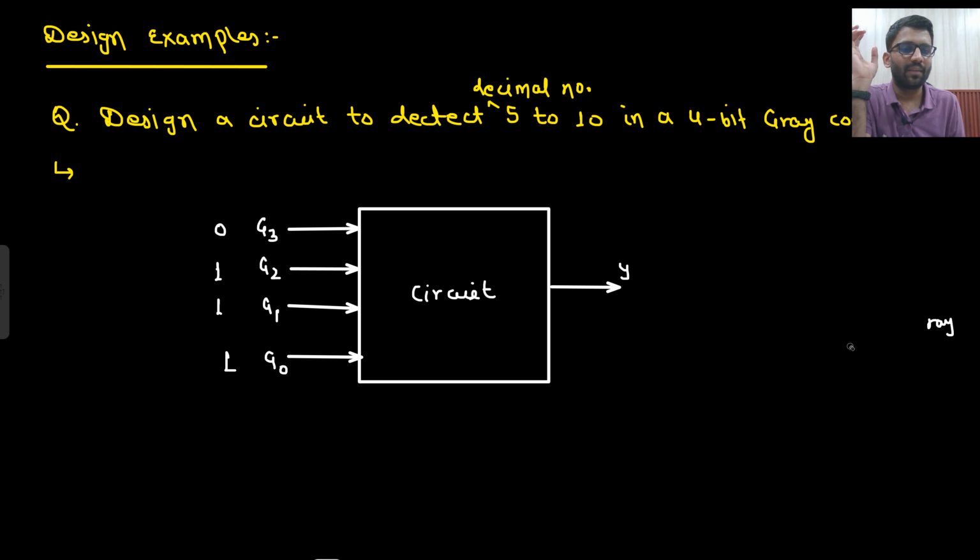Now let's take a random input. Let's take a random input as 0, 0, 1, 1.